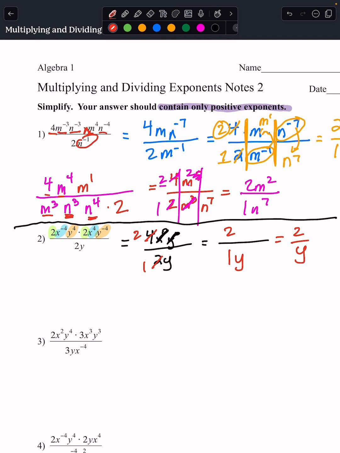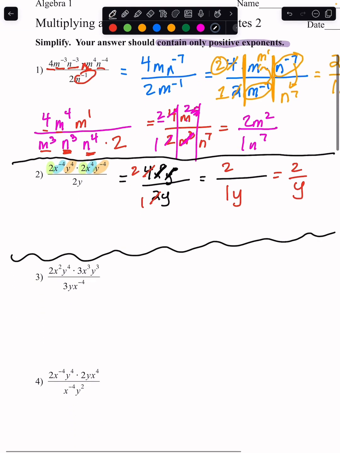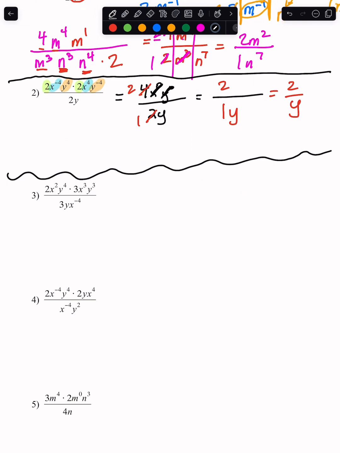Okay, let's take a look at number 3. We're rolling through this. Again, I'm going to go ahead and highlight this. This 2 times that 3 is going to give me 6. Now, this 2 times that one. Remember the rule, when we multiply in exponents, we have to add them at the top. So this becomes x to the 5th.